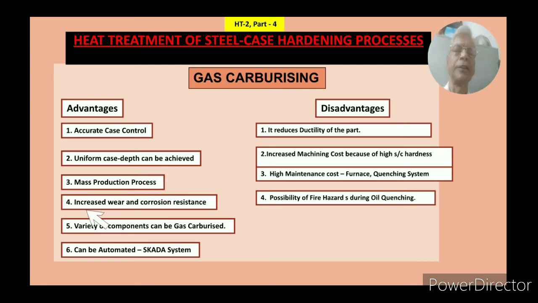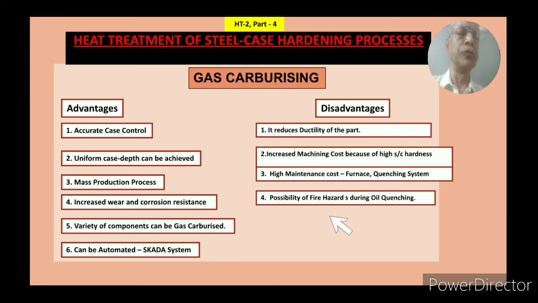Then increased wear and corrosion resistance. When you get this hard surface, okay, you get a very good wear resistance as well as corrosion resistance. A variety of components can be carburized. Gas carburizing can be done for various types of components, whether small or big, or of different types of shapes.